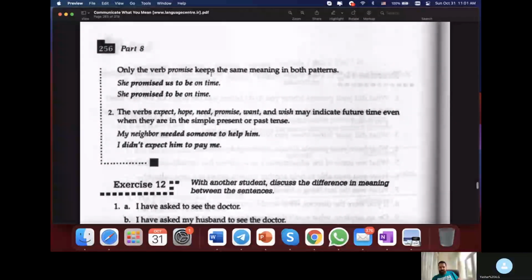Only the verb promise keeps the same meaning in both patterns. She promised us to be on time. She promised to be on time.